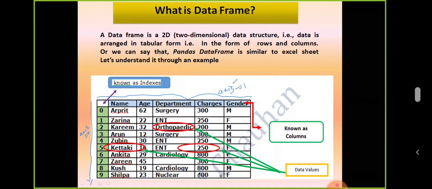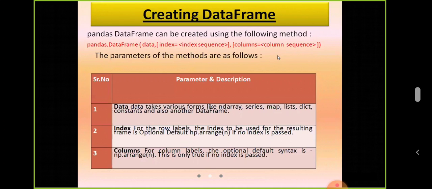Then we move to the next slide. Creating a data frame: if I create a data frame in Python pandas, I will use this syntax, pandas dot DataFrame. The first parameter is data, the second parameter is index equal to index sequence, and then columns equal to column sequence. It means the first parameter is the data which I want to store in my data frame, and second is the index.